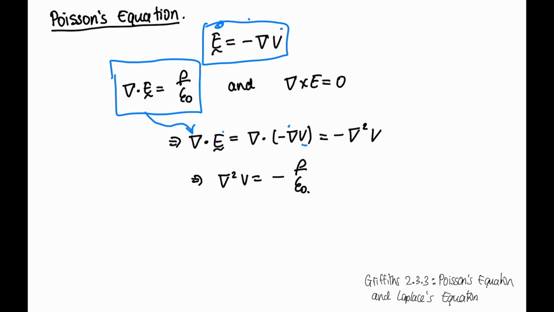And so we've got that the Laplacian of V, that's grad squared V, is equal to minus the divergence of E, but we know that the divergence of E is rho on epsilon naught. So we can rewrite this line this way, where we've shown that the Laplacian of V, which is nabla squared of V, is equal to minus rho over epsilon naught. And this is known as Poisson's equation.